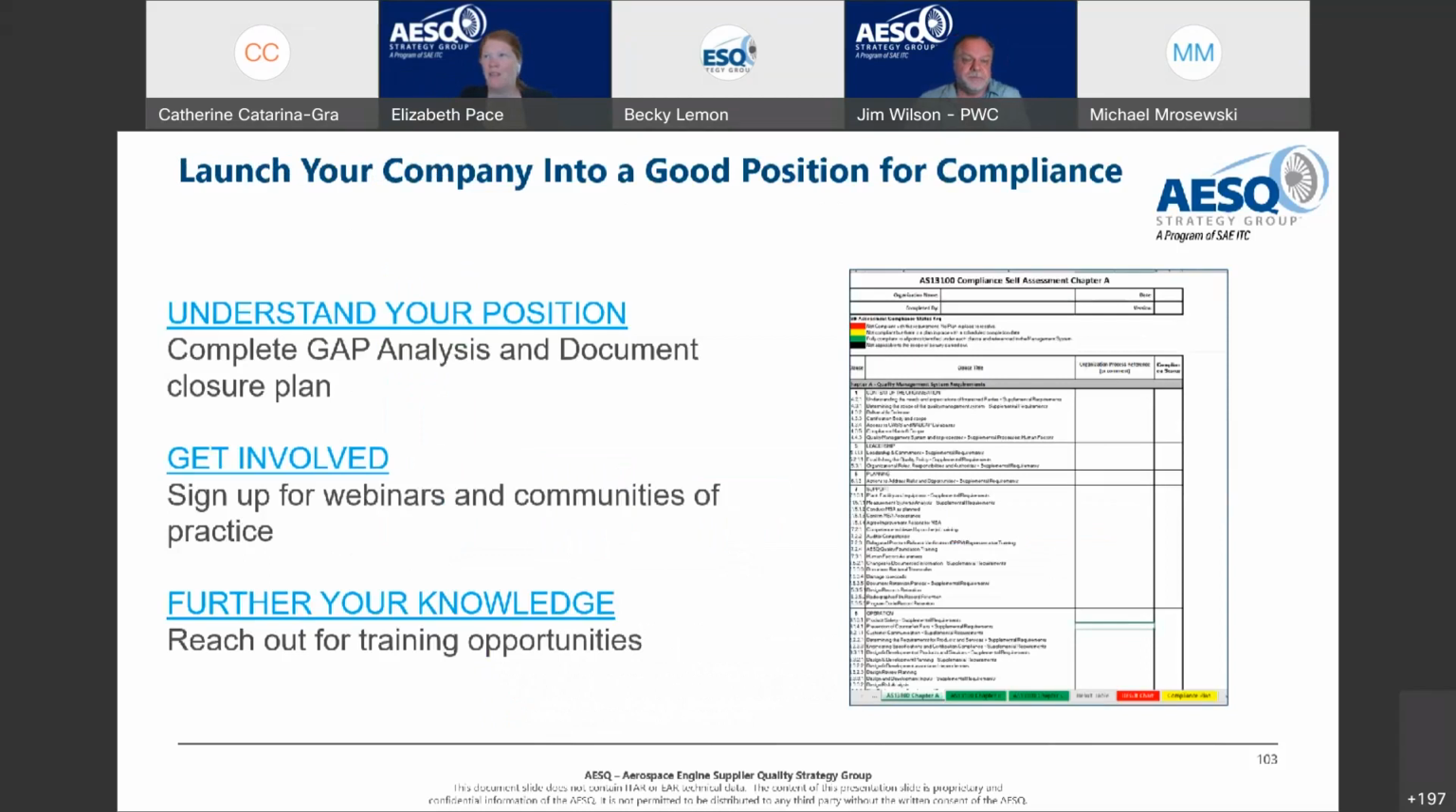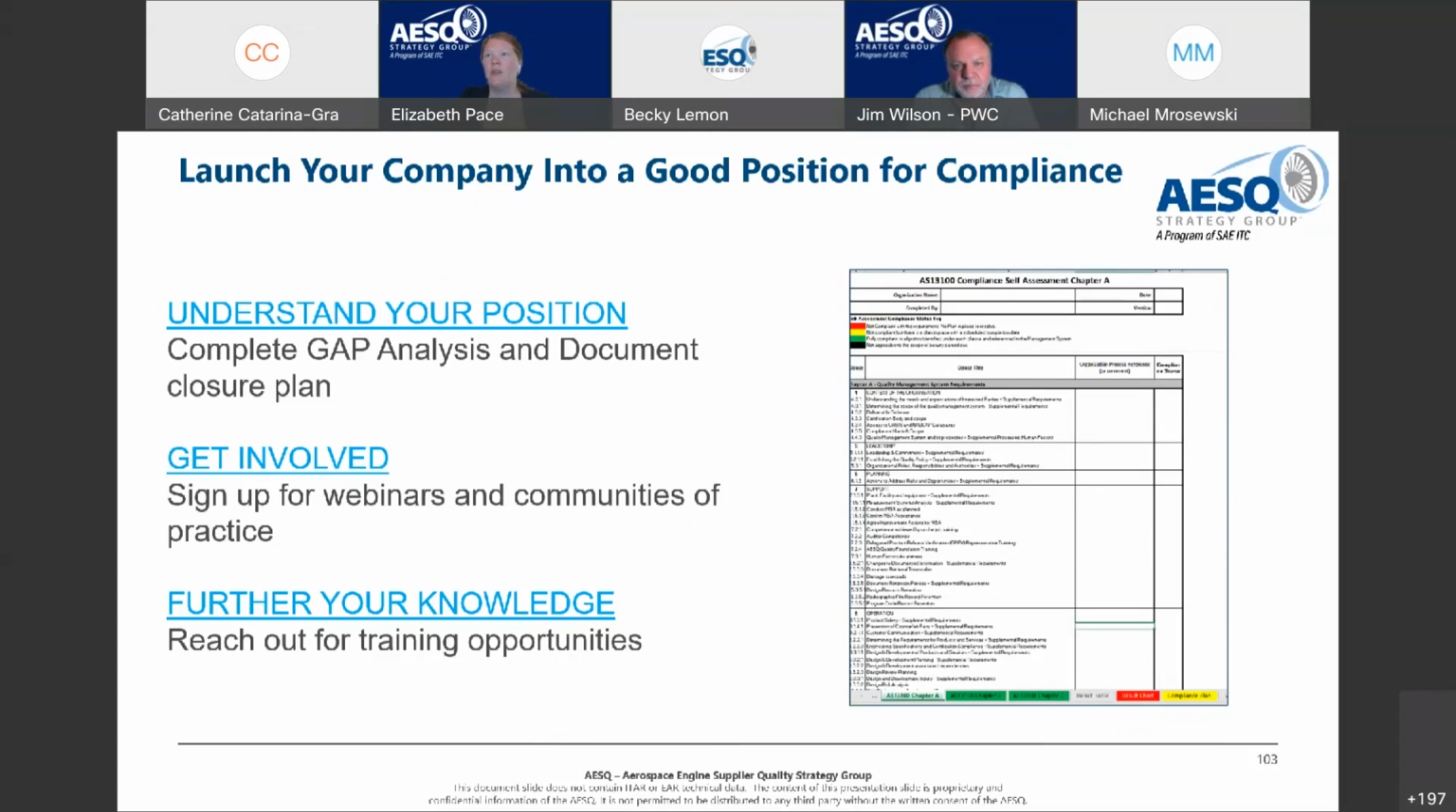Okay, well, if there's any page that you take away from today, this is it, right? We urge you, launch your company into a good position for compliance. We've been talking about this probably for the last 8 months, and we'll continue to for the next 8 months. All of the companies that are member companies of the AESQ are committed to compliance for December 31st. So understand your position, right?